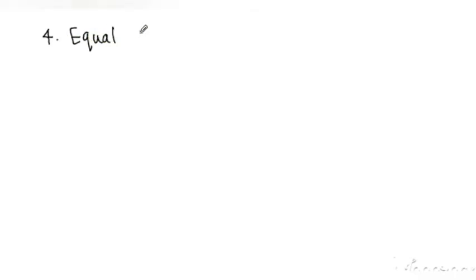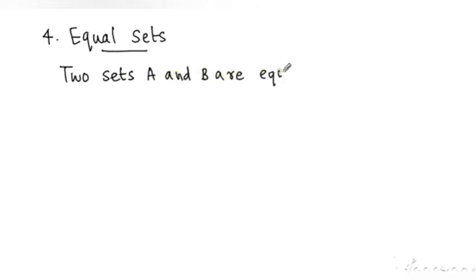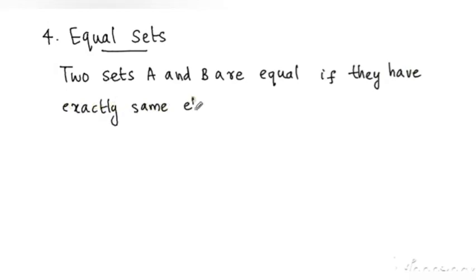The fourth type of sets is equal sets. In this case we need two sets. We can say two sets are equal if they contain exactly the same elements. So we can define this as: two sets A and B are equal if they have exactly the same elements. Exactly the same elements means the number of elements in both the sets should be the same, and they should contain the same elements. In that case we can write A = B.